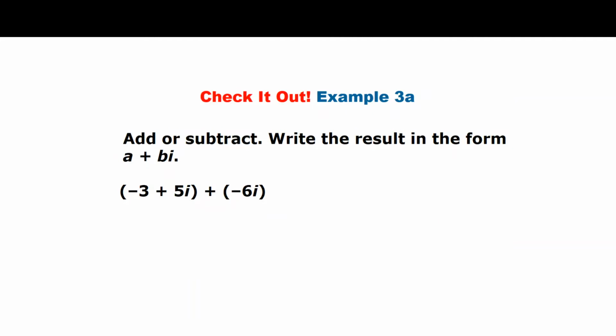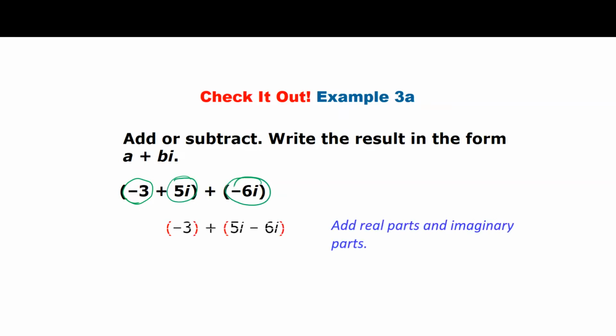All right, try this one on your own real quick. All right, you should be able to see this one pretty carefully. We don't have any other real numbers. We just have a negative 3, and then we have a 5i plus a negative 6i. So we add our real parts together and our imaginary parts together, and we end up with negative 3, and 5i minus 6i is just a negative 1i or minus i.